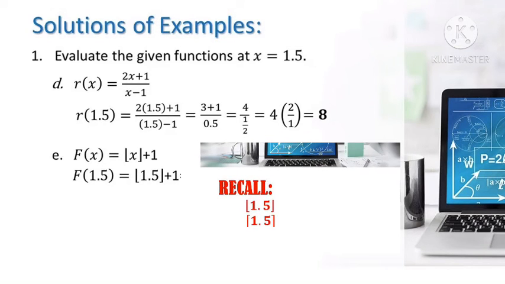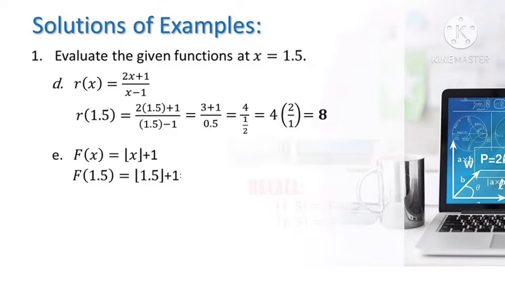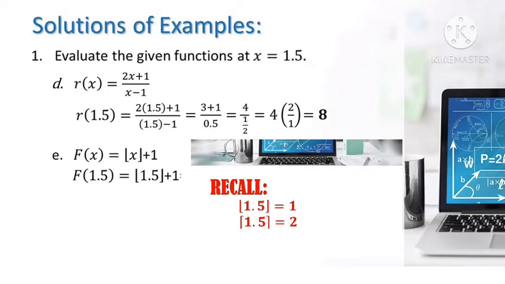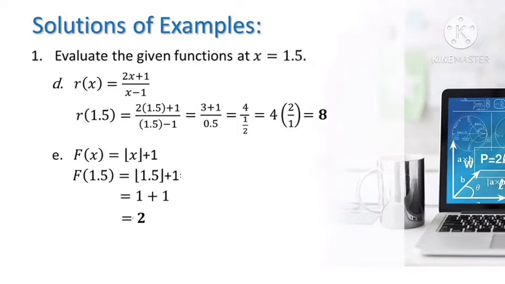What is the value of the floor function of 1.5 and the ceiling function of 1.5? The value of the floor function of 1.5 is equal to 1 and the ceiling function of 1.5 is equal to 2. And now the function becomes 1 plus 1 since the floor function of 1.5 is equal to 1. Hence, f of x, in which x is equal to 1.5, is equal to 2.